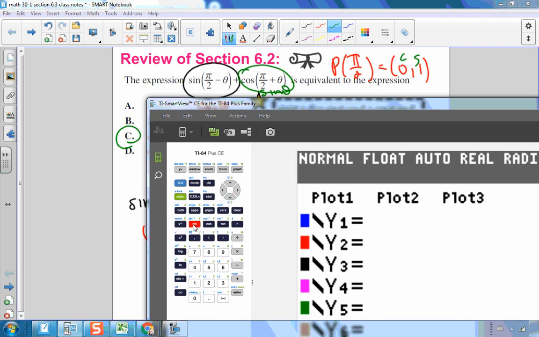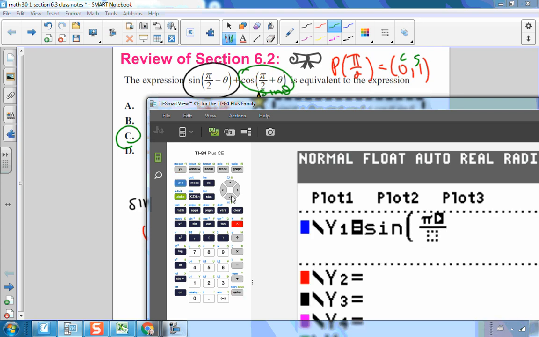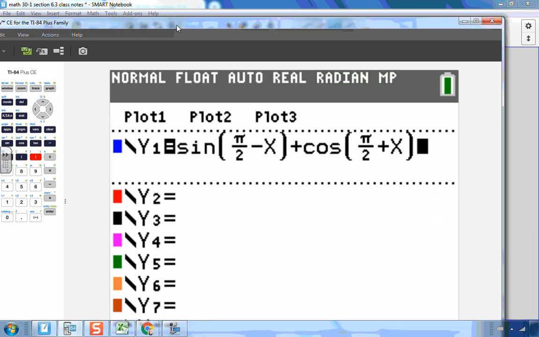So the question was sine of pi over 2, so I'll put that in, of pi over 2, and then subtract x, close brackets, plus, and then we're going to do cosine of pi over 2. So again, that's pi over 2, and then we'll go plus x. I'll make it bigger in just a minute. I just wanted to make sure that I've got everything. There we are.